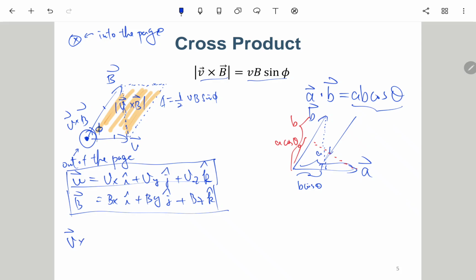So v cross b will be the determinant of a matrix. The matrix will be like i hat, j hat, and k hat, and then we write vx, vy, vz, and then bx, by, bz. Very easy to remember. You just have the first vector and then the second vector. In the first row, horizontally is row and then vertically is column.